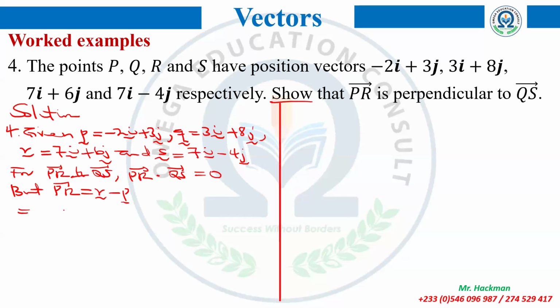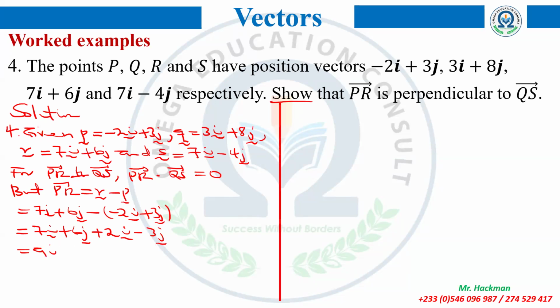So you find, which gives us 7i tilde plus 6j tilde, then minus your P. You put it in brackets: minus 2i tilde plus 3j tilde. So in effect, we are going to get 7i tilde plus 6j tilde. Remember, remove the bracket, so plus 2i tilde minus 3j tilde. Which gives us, when we combine, 9i tilde, then the j's give us plus 3j tilde. All correct.